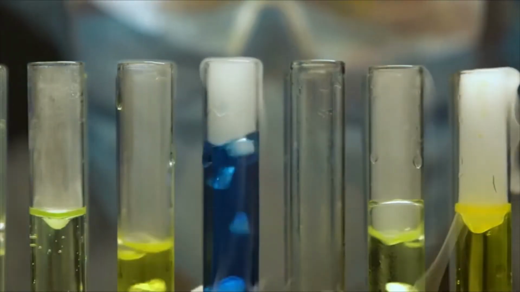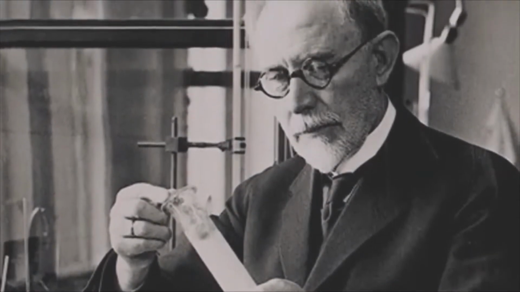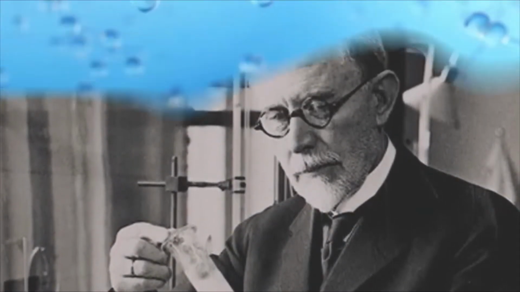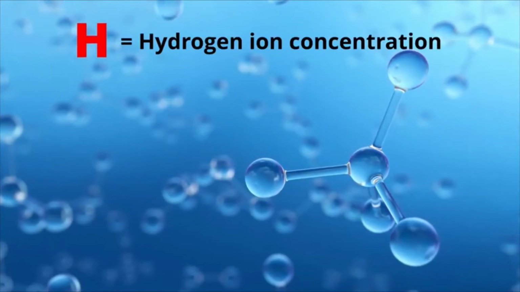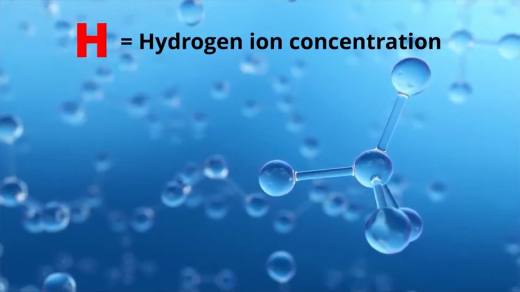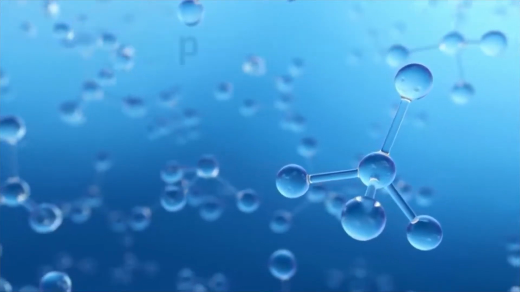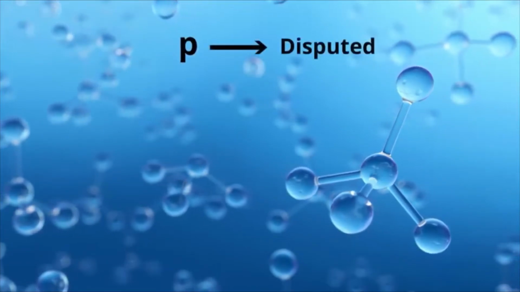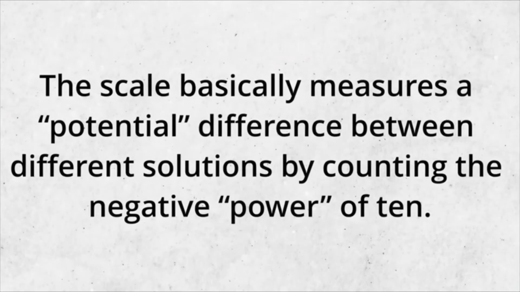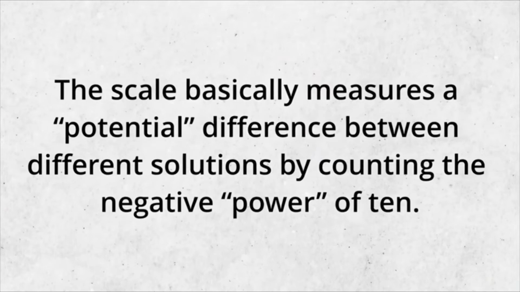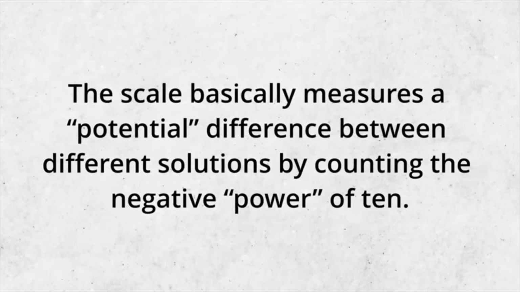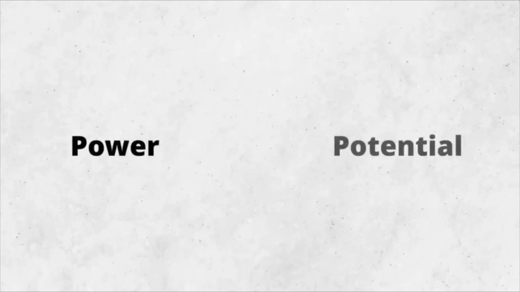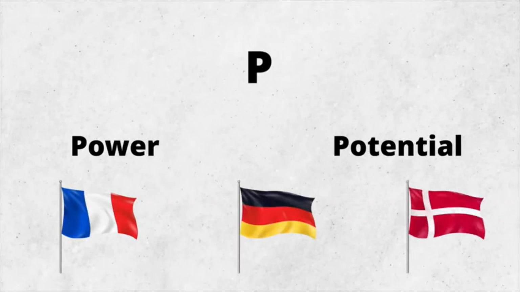The concept of pH was first introduced by a chemist named Søren Peter Lauritz Sørensen, who worked at the Carlsberg Laboratory in Copenhagen. The H represents the hydrogen ion concentration, upon which the entire concept revolves, but the exact meaning of the P is highly disputed. The scale basically measures a potential difference between different solutions by counting the negative power of 10. Both of these words, power and potential, start with P in all three languages, French, German, and Danish, that Sørensen spoke.